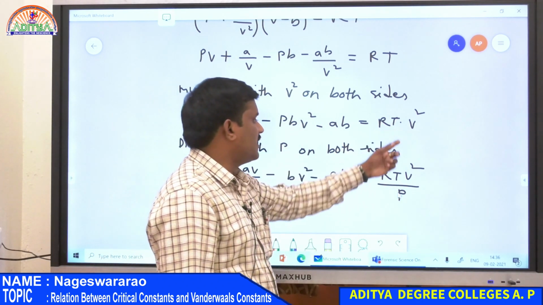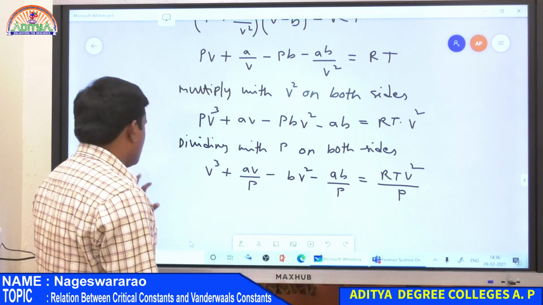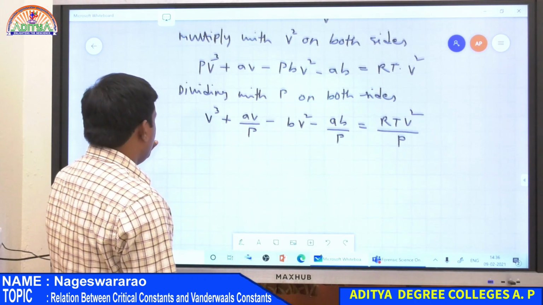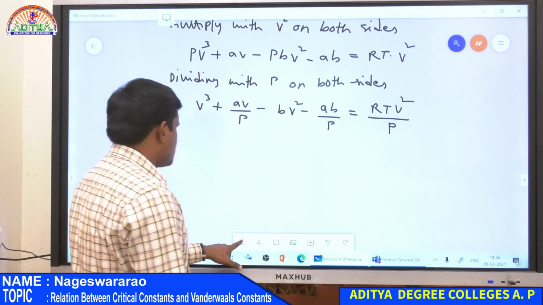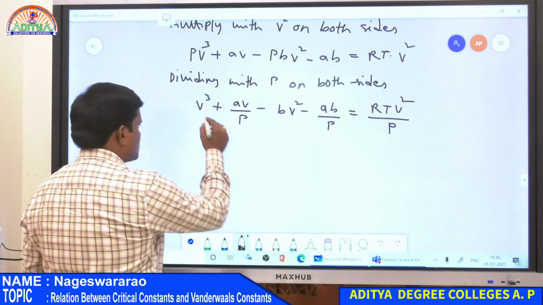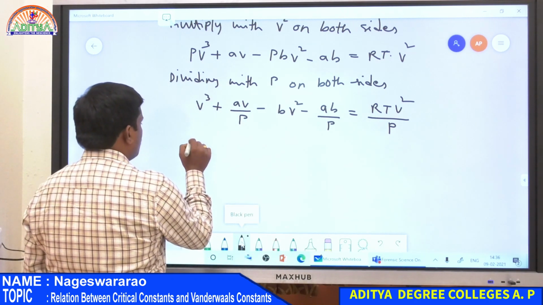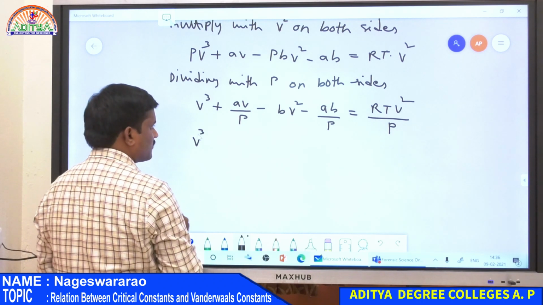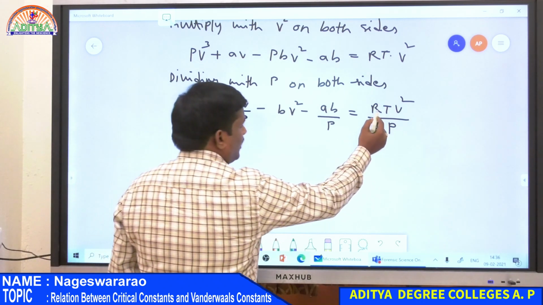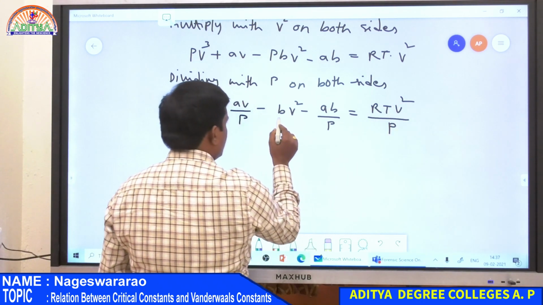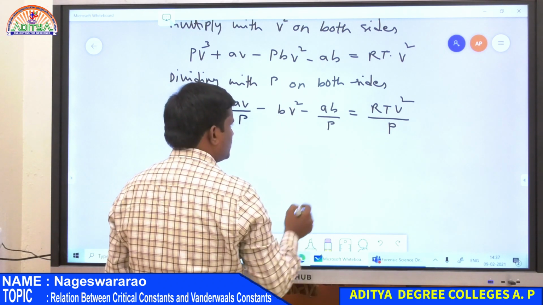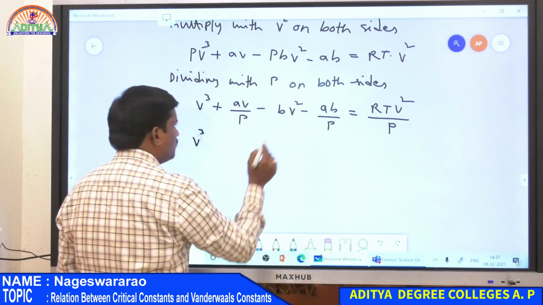RT V square divided by P. Now arranging the V cube, V square, V and constant terms in order. First of all, the V cube term, that is V cube only. Then here RT by P V square, and here also minus b V square. Therefore, in this equation we have two V square terms.